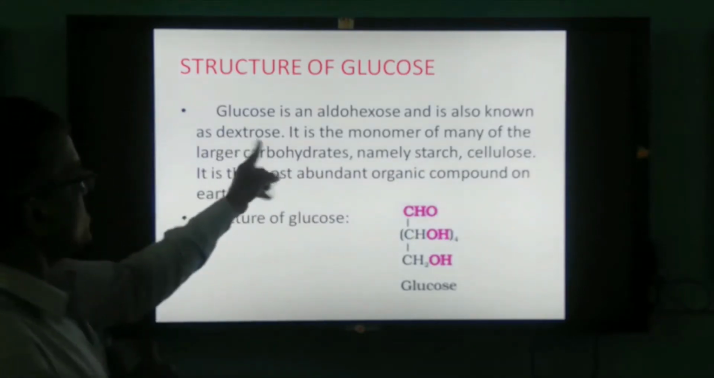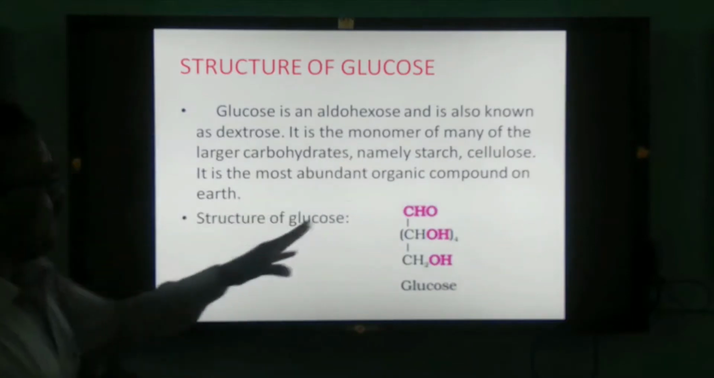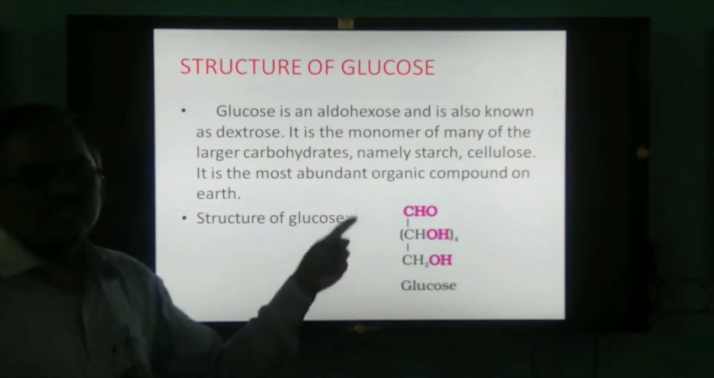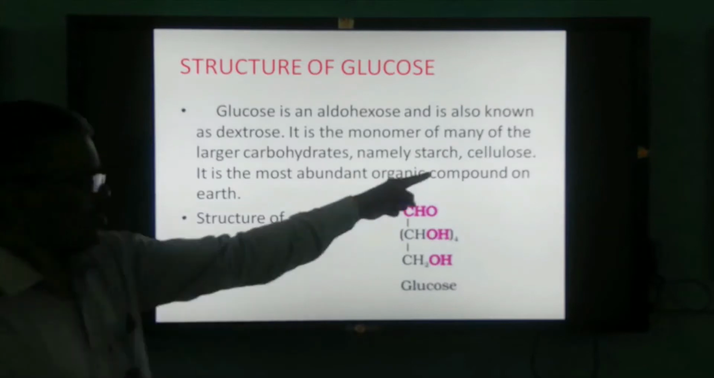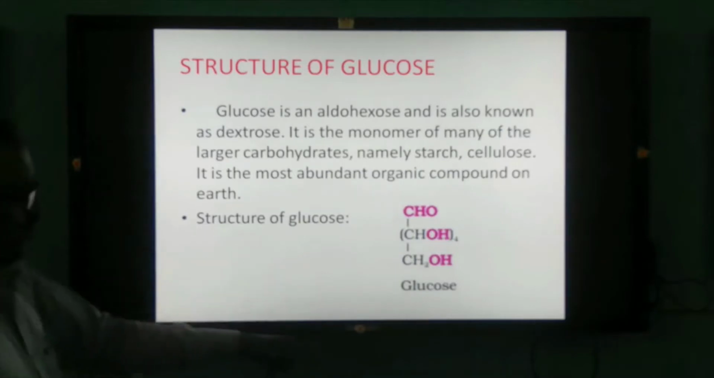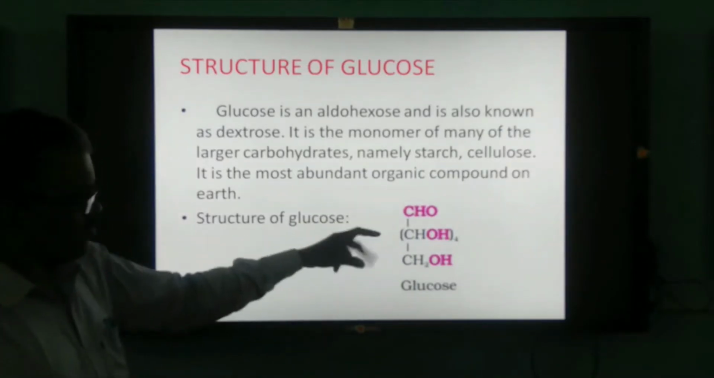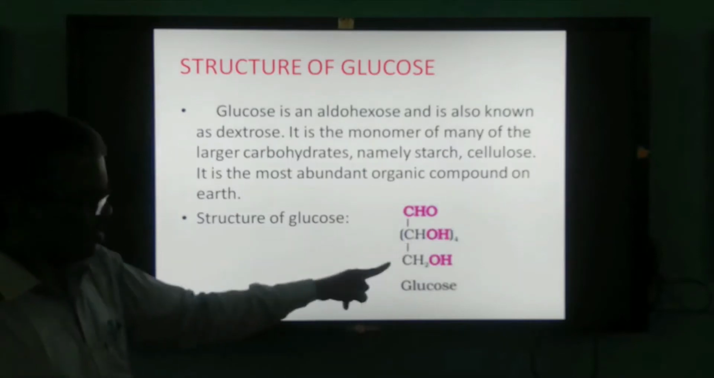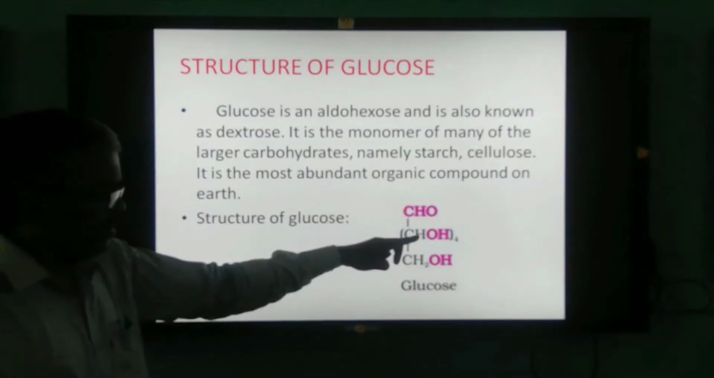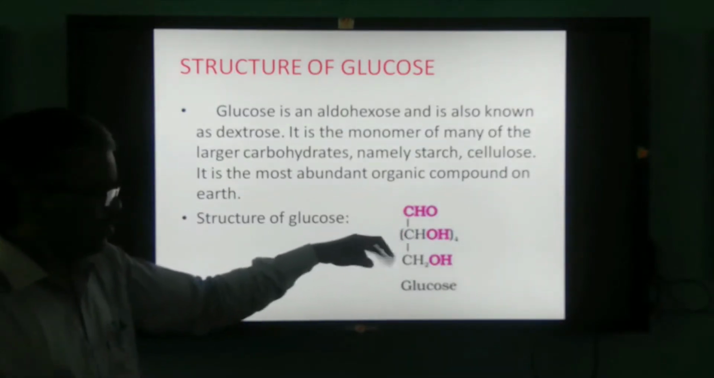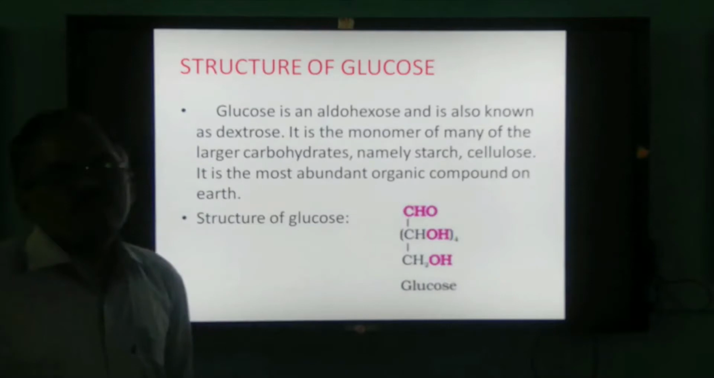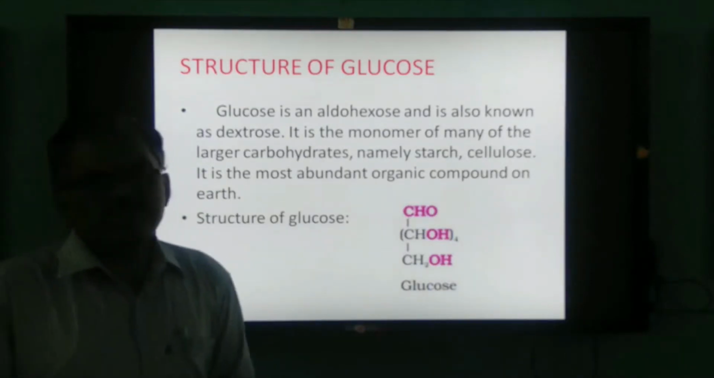It is also known as dextrose. It is a monomer of many of the larger carbohydrates, such as starch. It is the most abundant organic compound on earth. What is the structure of glucose? You see, it is written like this: CHO, CHOH taken 4 times, CH2OH. So there is an aldehyde group at the top, there are 4 secondary alcoholic OH groups, and the CH2OH, one primary alcoholic group. This is the proposed structure for glucose.